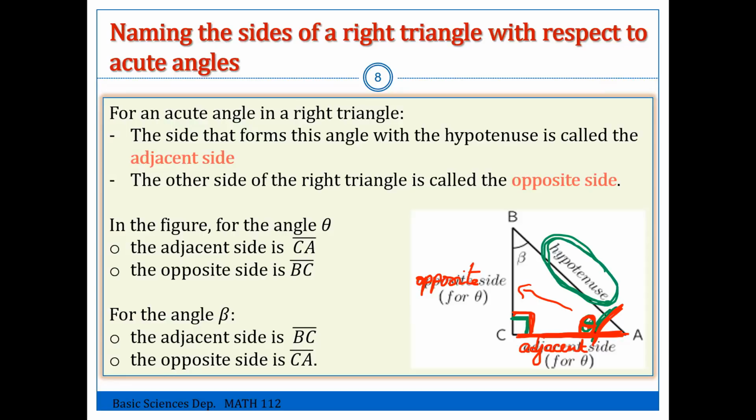So if I take an angle theta in a triangle, I name the three sides. I'll have the hypotenuse, the longest side, the adjacent اللي هو المجاور, and the opposite اللي هو المقابل. هذا بالنسبة للزاوية ثيتا اللي بالأحمر.